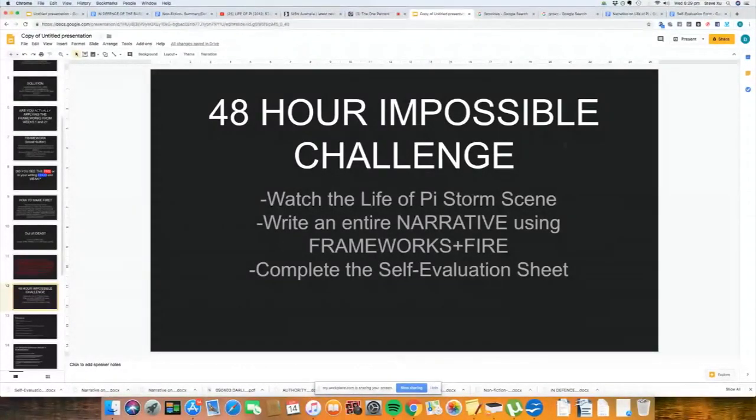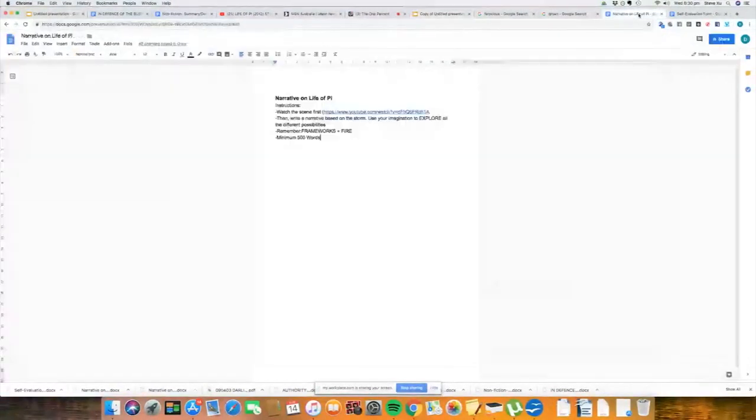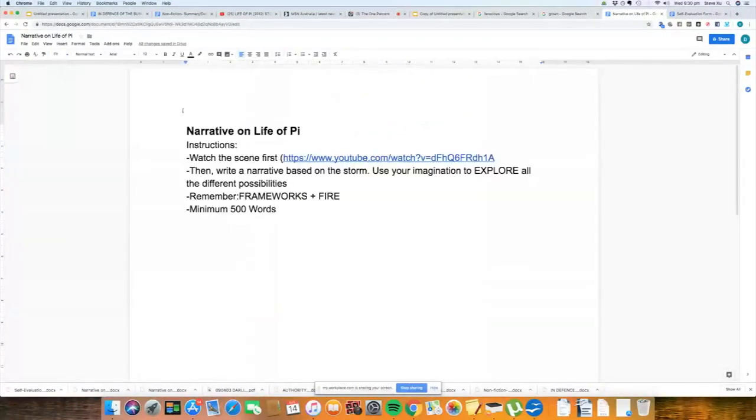Right? So you guys see the sheet that I have. All you guys need to do is to use frameworks and fire to create the narrative. Now again, once you go onto the sheet, you'll see that I actually have some requirements. So again, write a narrative based on the storm, but use your imagination to explore all the different possibilities. So it doesn't have to be just about what's in the movie. It can be your own.